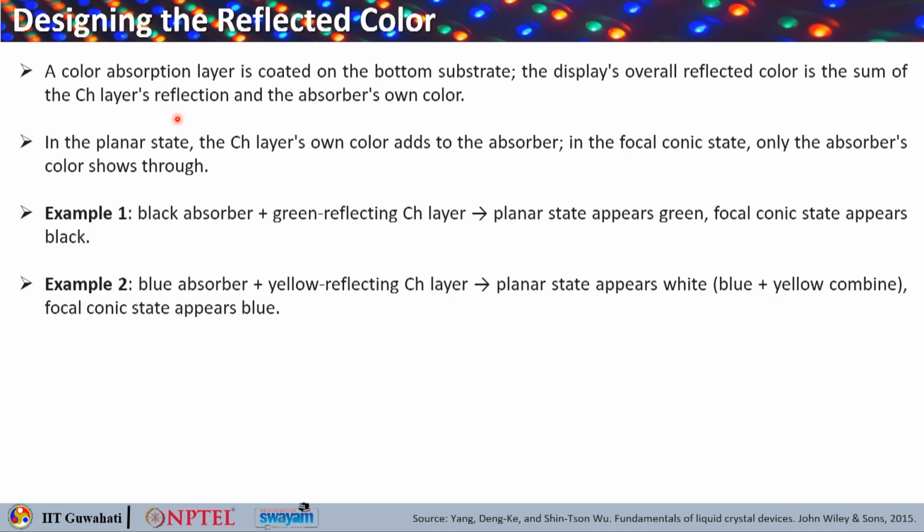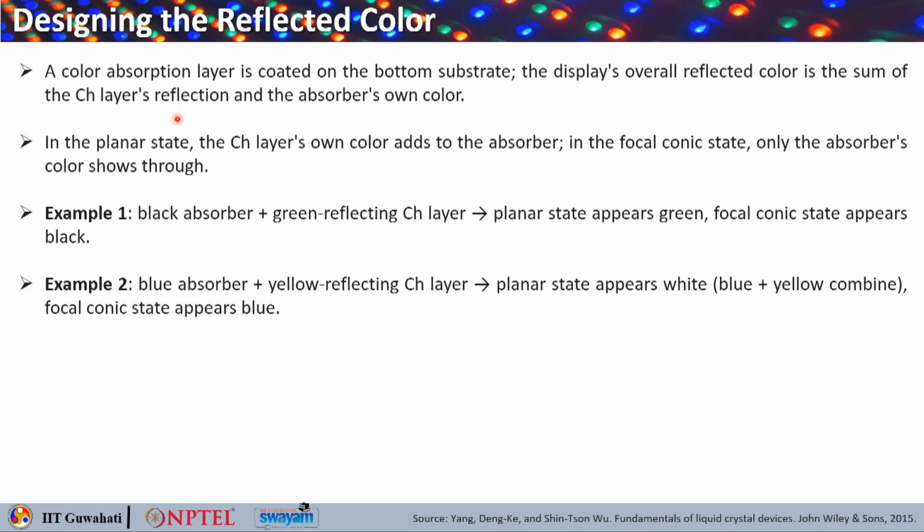Take another example where you have a blue absorber and a yellow reflecting color. The planar state always adds its own color to the absorber color, so it will add this blue and the yellow, and you will start seeing white as the reflected color.